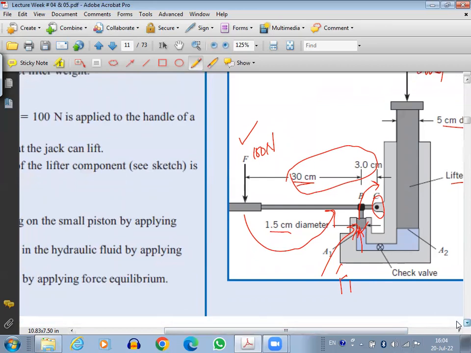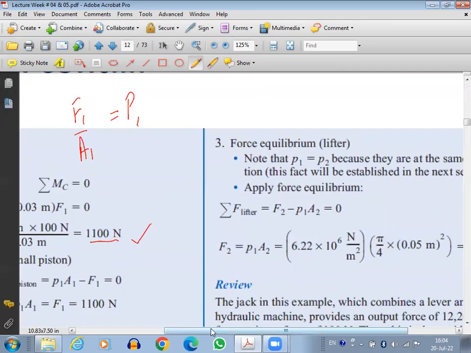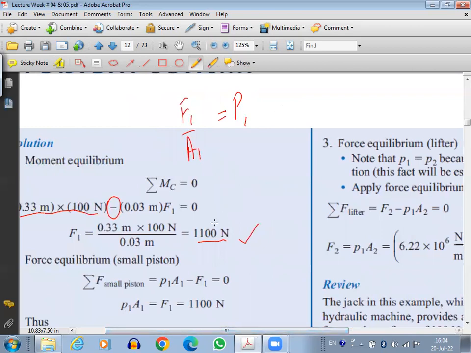One thing is clear: I have already determined how much this force is. Can I find out the area? Because I know the diameter, and if I know the diameter, I can find out the area. So what's the formula for the area? If I know the diameter, pi r square or pi d square by 4. So I know this F1, I know A1, so I can find P1. Is it clear? This is the pressure applied by piston 1 on the hydraulic jack.